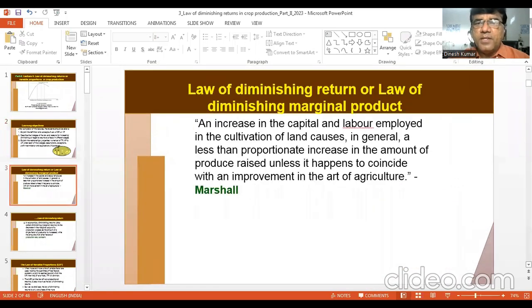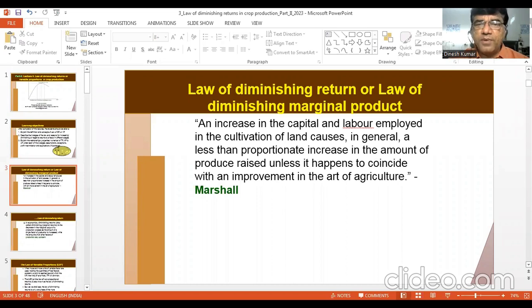Now, law of diminishing return or law of diminishing marginal product. So in fact, diminishing is in the sense of marginal product or MP. Behavior of MP is mainly responsible for law of diminishing return.